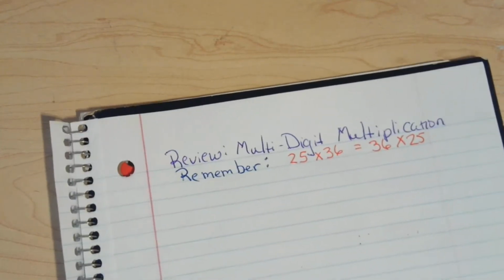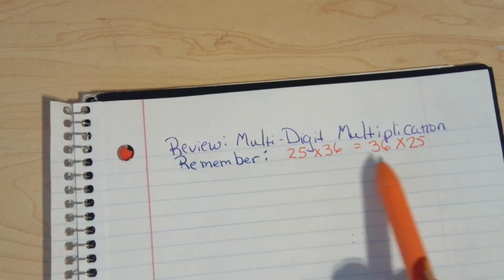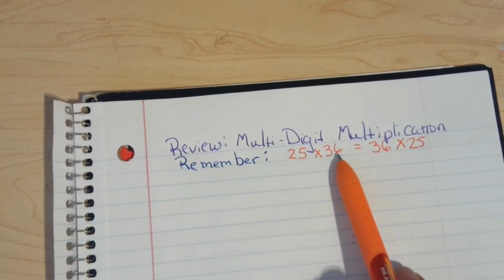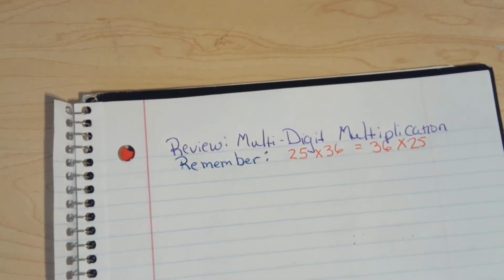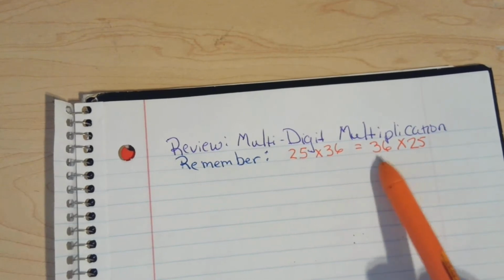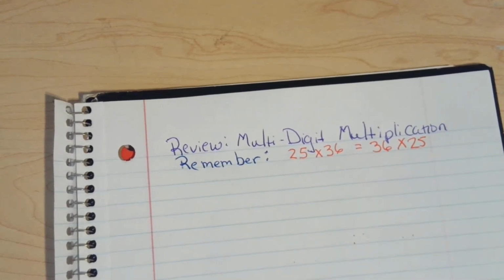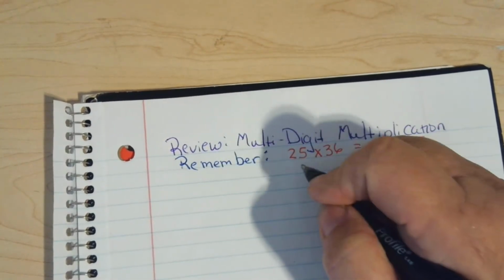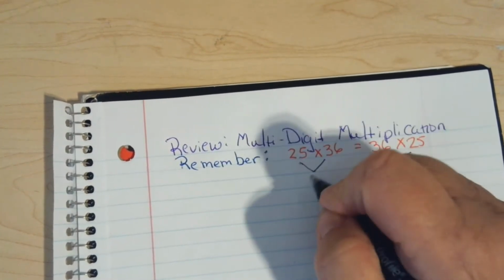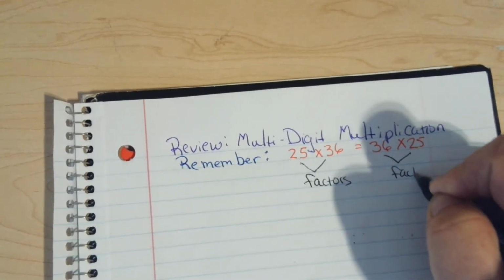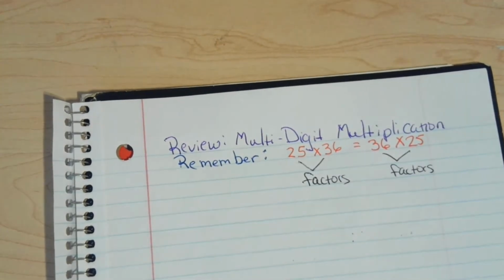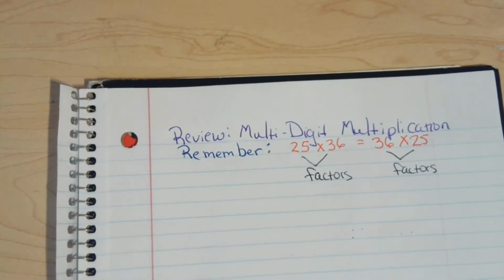The first thing I want you to remember is that I can write a multiplication problem in any order and the product is still going to be the same. 25 multiplied by 36 is equivalent to 36 multiplied by 25. The product will be the same. When I multiply numbers together, those are called factors. And we're going to study factors a little bit more closely later on. Just log that in the back of your mind for now.